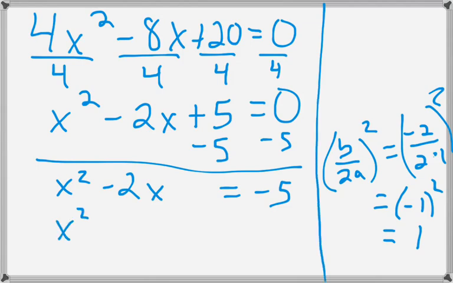So let's do that. So we have x squared minus 2x plus 1 equals negative 5 plus 1. So it's very important to add it to both sides. That's a common mistake that some people make, is not adding it to the right side. So now we have x squared minus 2x plus 1 equals negative 4.